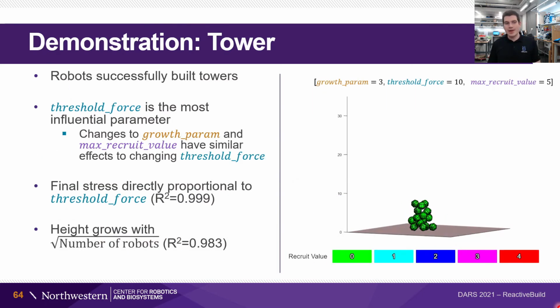The first structure that we demonstrate here is the tower. As you can see from this video, it worked. Reactive Build built a tower. What we saw here is that threshold force was the most important parameter to control tower growth, with changes to the growth parameter and the maximum recruit value being less important and being indistinguishable from actually changing threshold force.